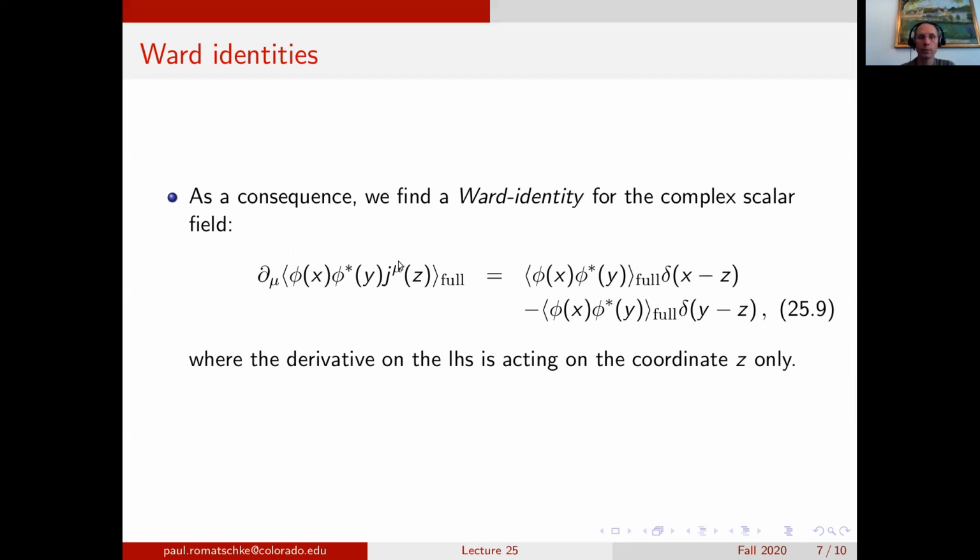If you want to, you can plug in the explicit form of j mu for the complex scalar field. This will involve two terms of phi. So we have the 4-point function, the vertex with 4 entries of the field phi here. And on the right-hand side, we have the propagator, because these are 2-point functions, but the right-hand side will vanish for all values of z, except if z is exactly equal to x, or z is exactly equal to y. That's what these delta functions here represent.